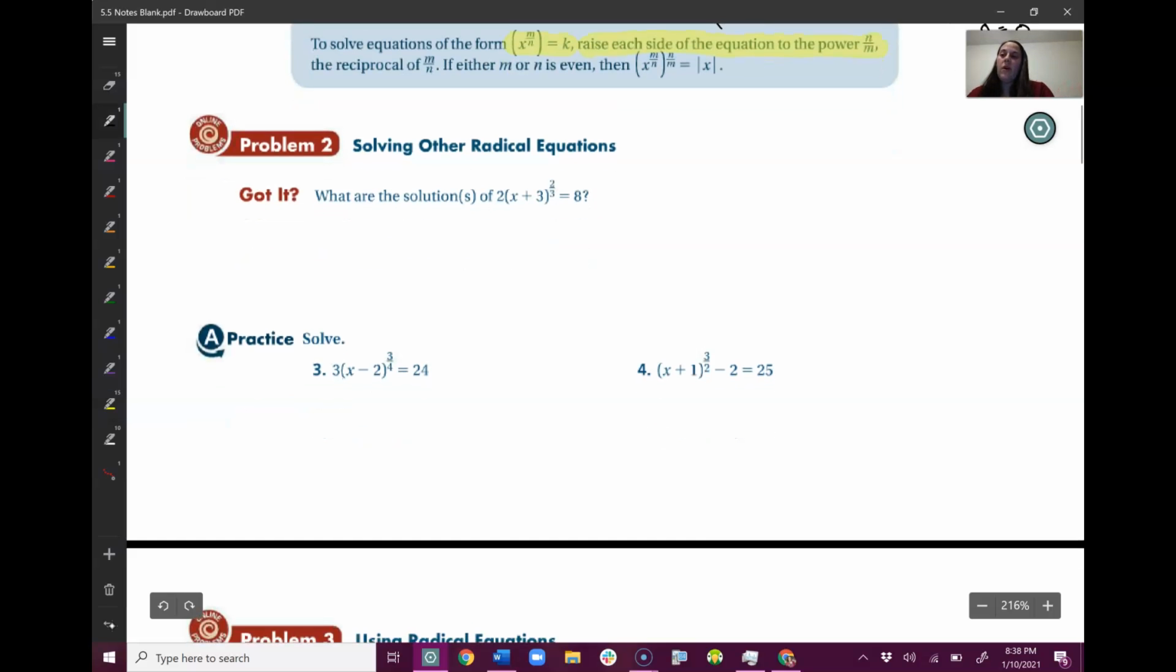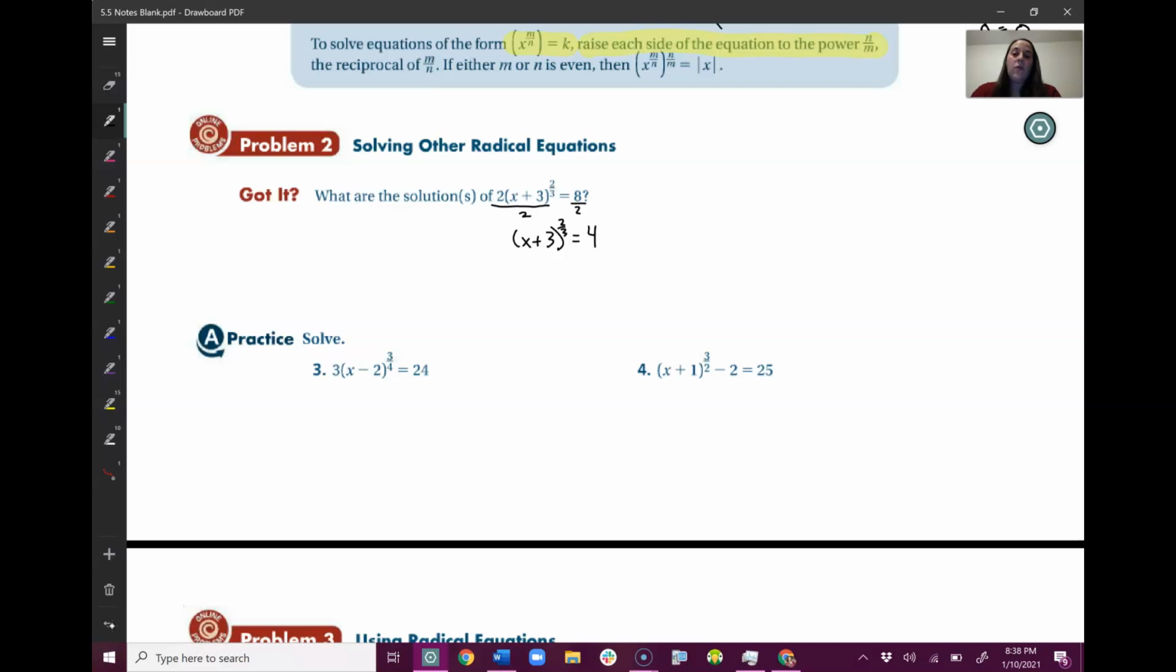So let's go over one example. Now the first step is still to get this fraction root by itself. So I'm going to divide by 2 to get the fraction root by itself. So I've got (x plus 3) to the 2/3 equals 4.